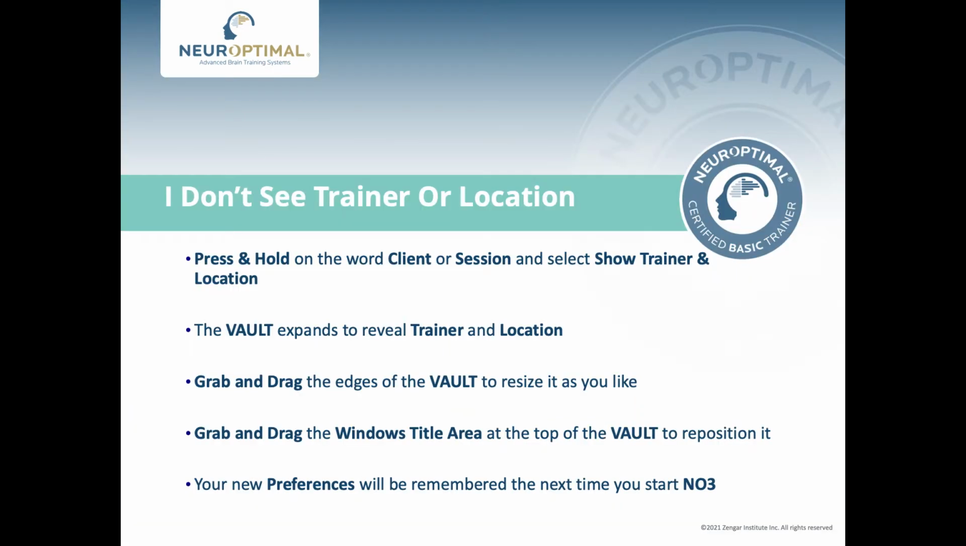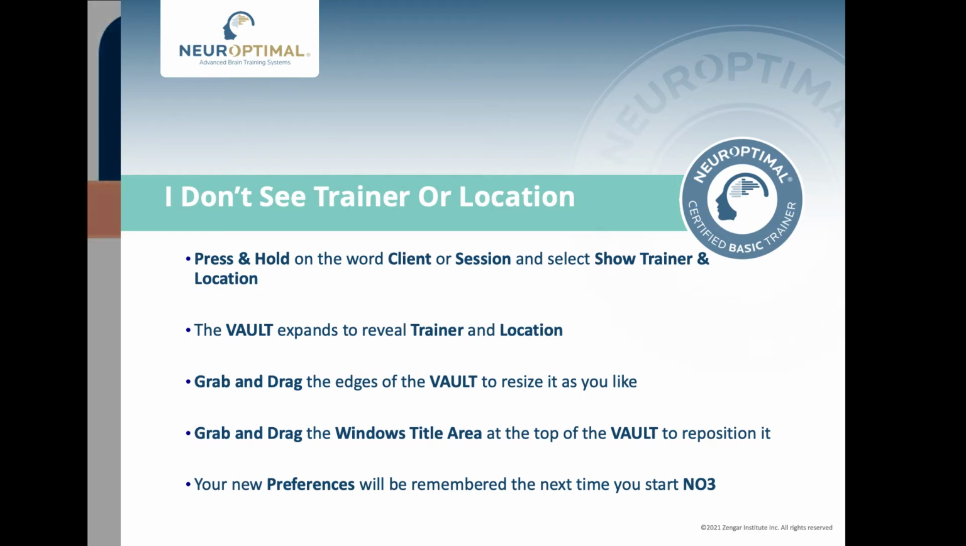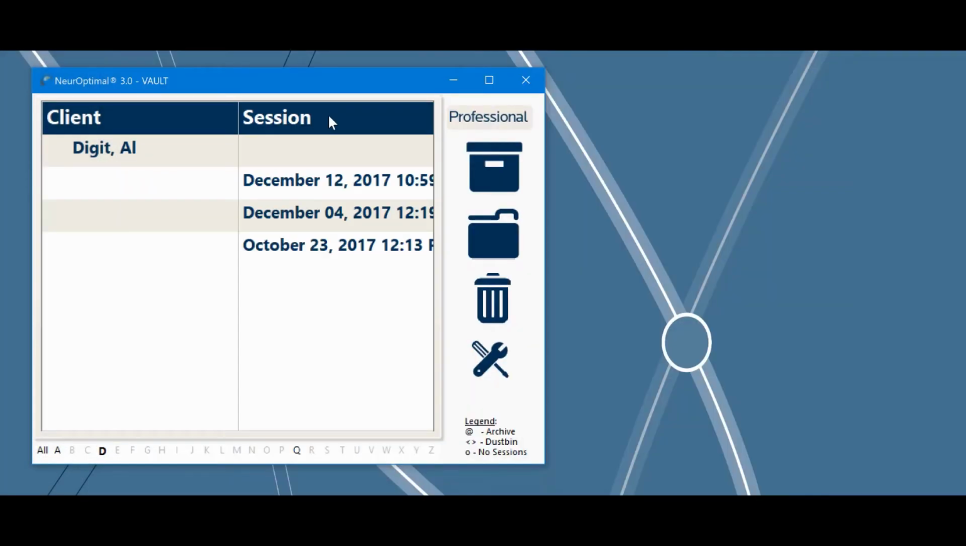So what happens if you want to see trainer location and you don't? Now, first, probably most of you are just getting started. You probably don't have multiple trainers or multiple locations. So this is why we've set the vault to default to only client and session. But if you want to see that, just press and hold up there in the header where it says client or session, and one of the options you'll get will be show trainer and location.